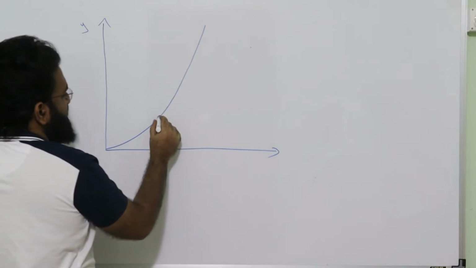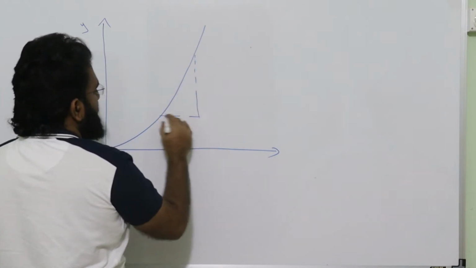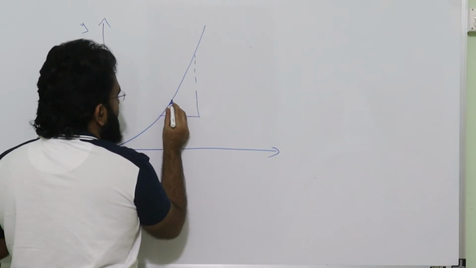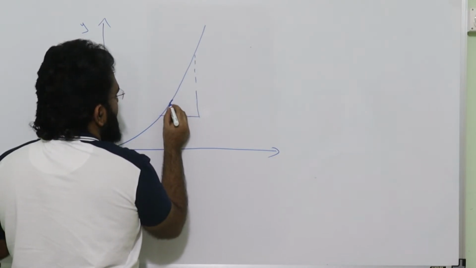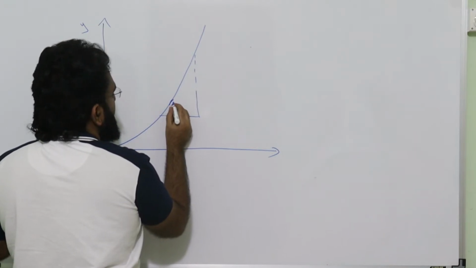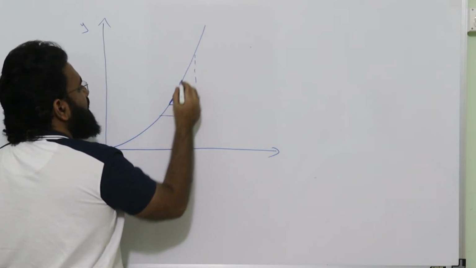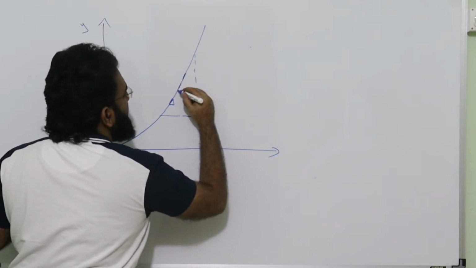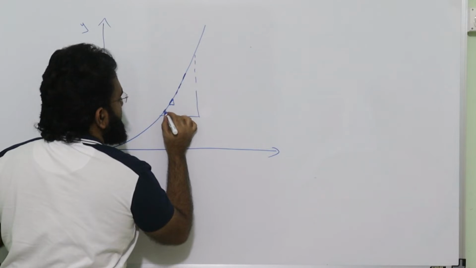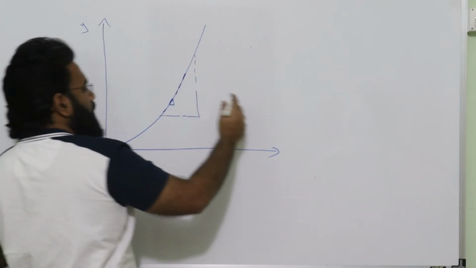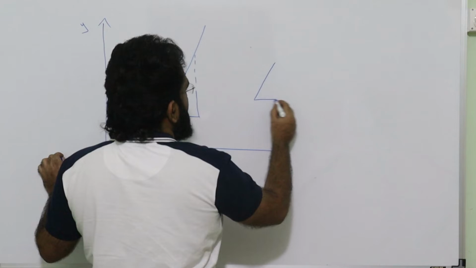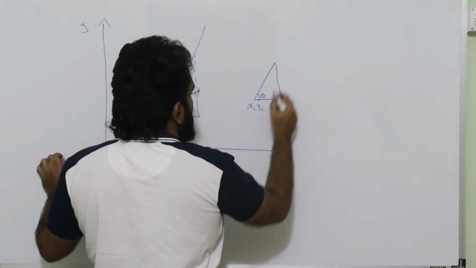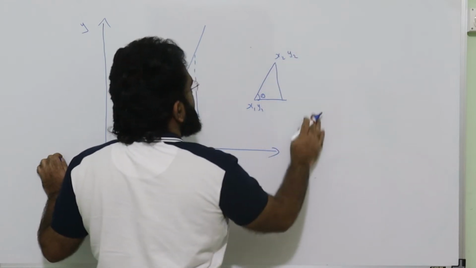If a curve is like this, and we need to find its slope, what we do is take very close points, just like this, and take a very small triangle. This will appear like a straight line. All these are straight lines for a close distance. Everything is a straight line. So when you zoom in, you will get a triangle with theta, x1 comma y1 and x2 comma y2.